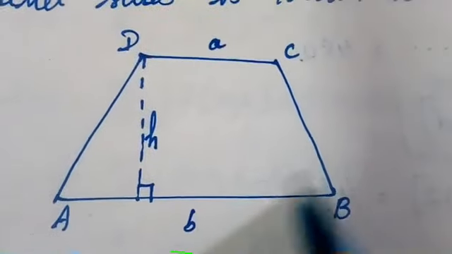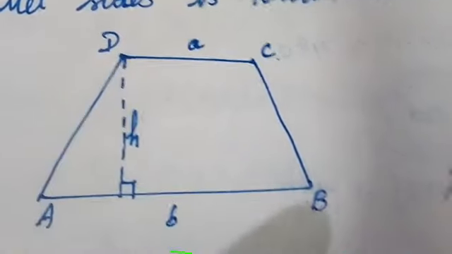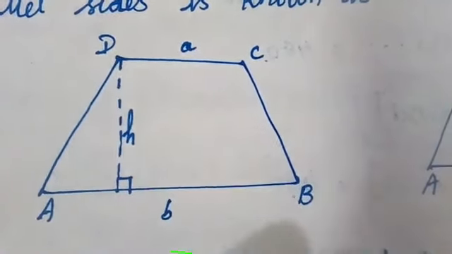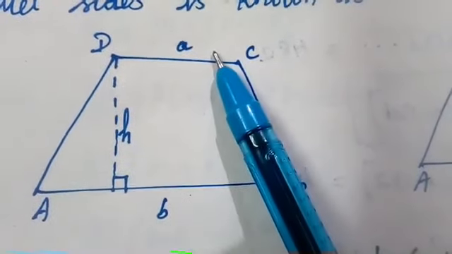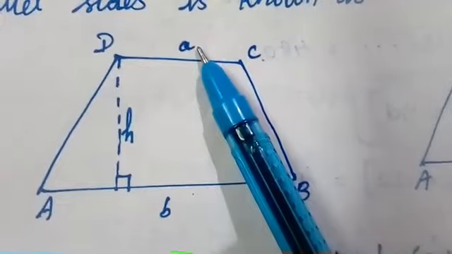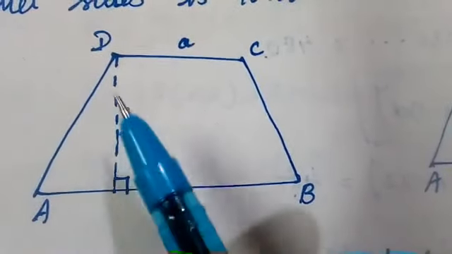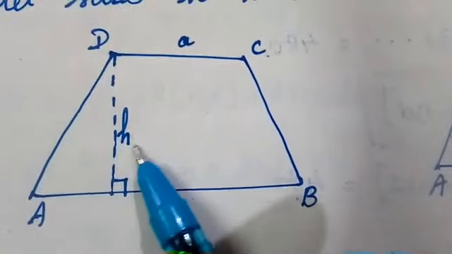Students, once again listen. Suppose anybody has a doubt about which is A, which is B, which is H. The parallel sides mentioned in the trapezium are these two, AB and CD, which are the parallel sides. One parallel side is mentioned as A, and the other parallel side is mentioned as B. H means the distance between the parallel sides. The distance between these two is called the height.